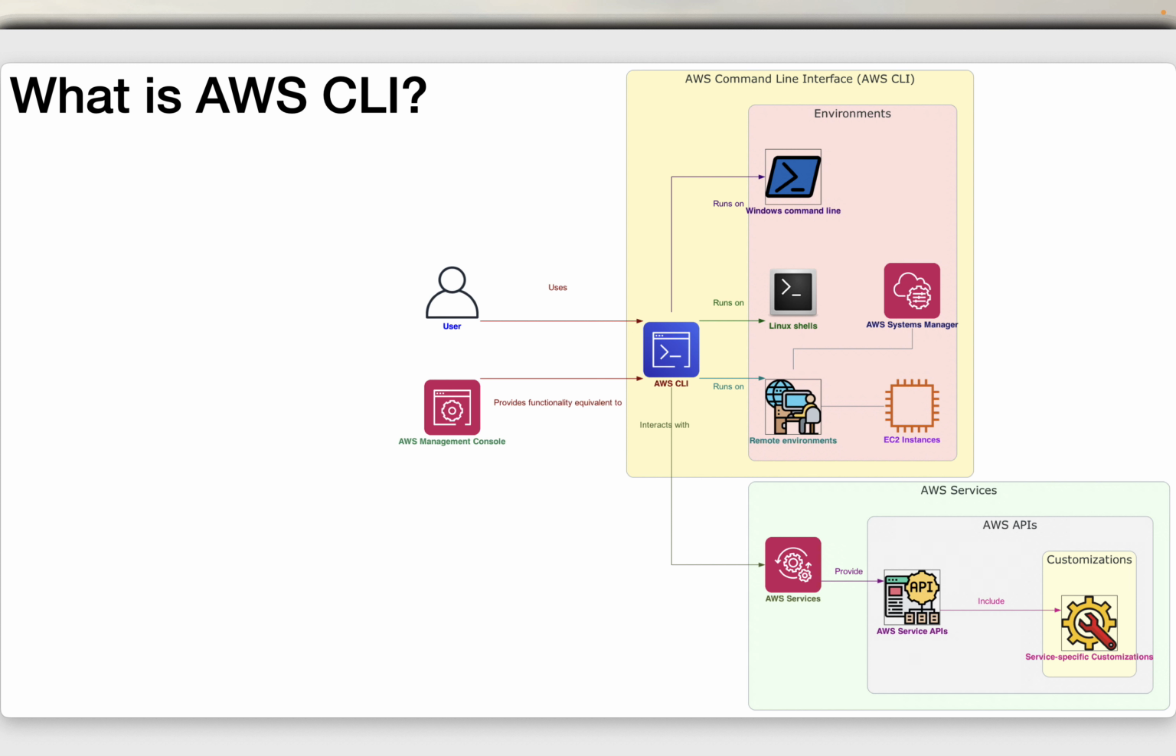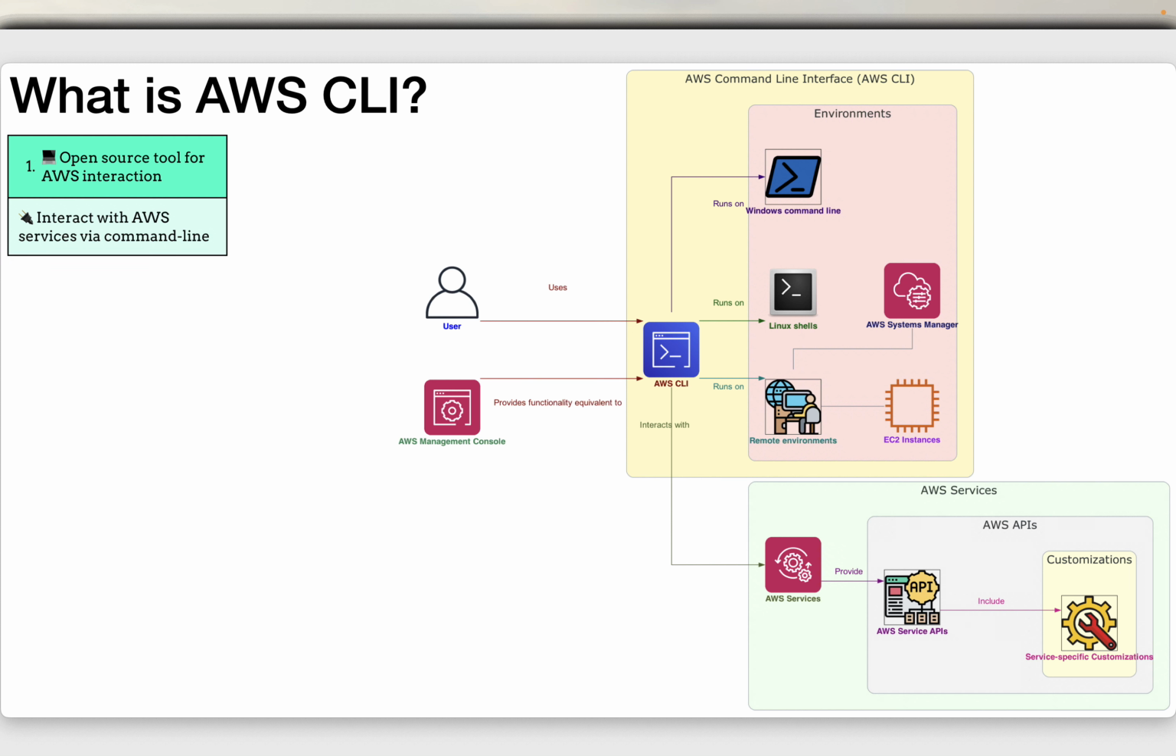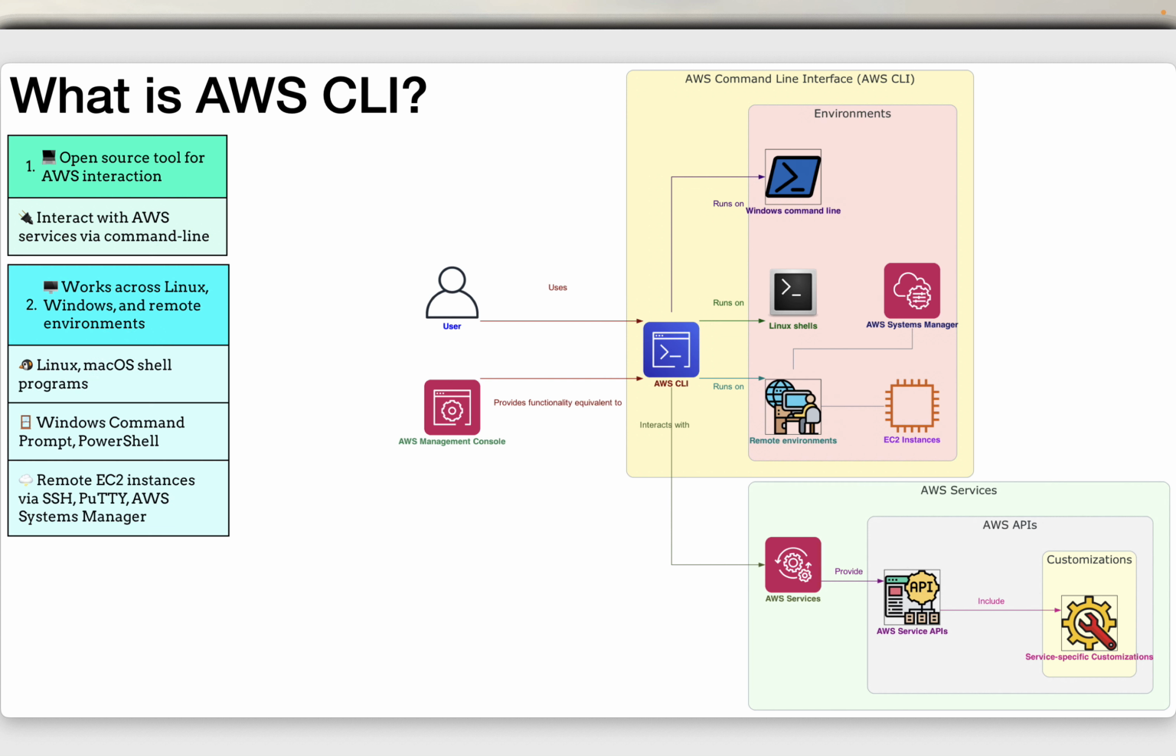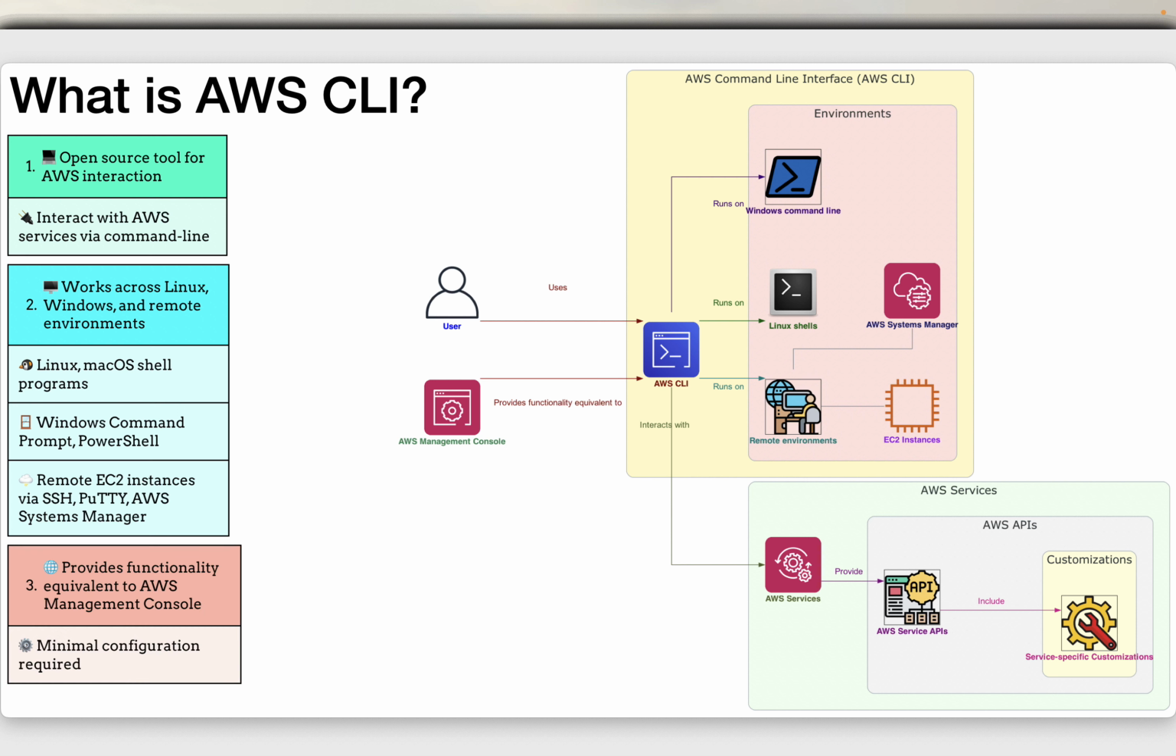So what is AWS CLI? The AWS CLI is an open source tool that allows users to interact with AWS services using commands in their command line shell. The CLI can be used with common shell programs in Linux or Mac OS, Windows command prompt or PowerShell, and remotely on EC2 instances via SSH, PuTTY or AWS Systems Manager. With minimal configuration, the AWS CLI enables users to run commands that implement functionality equivalent to the browser-based AWS Management Console.